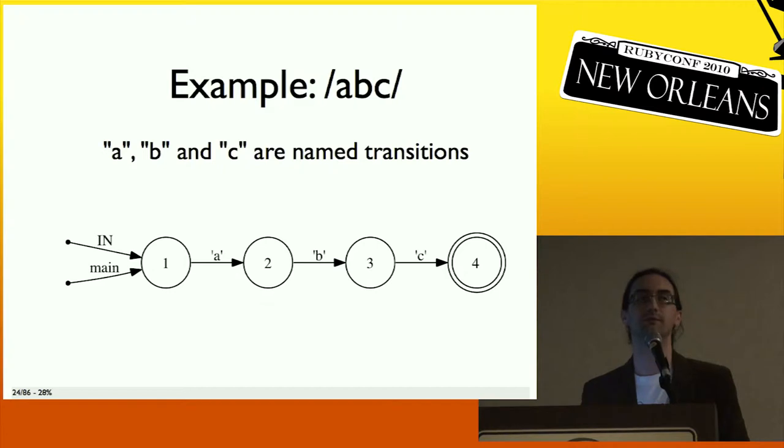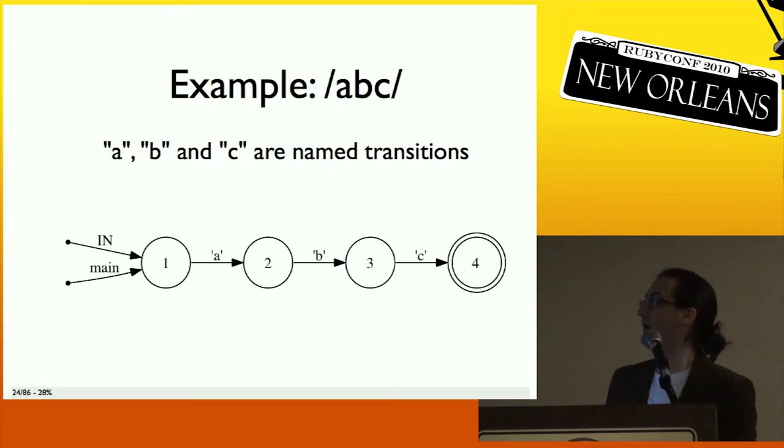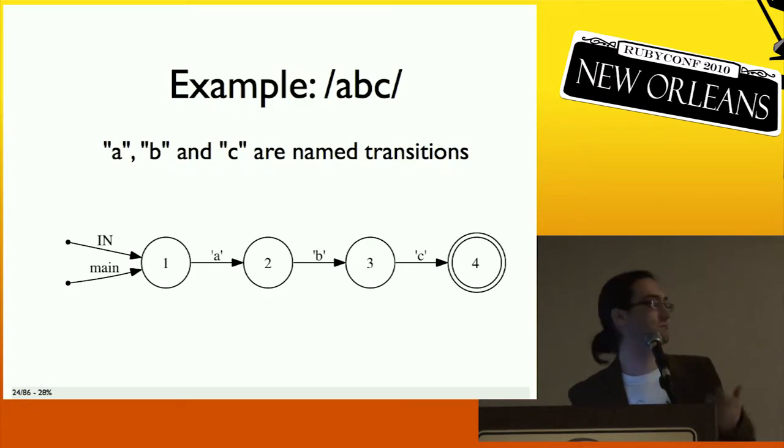One transition for every character in the regex. And as characters are sent into that machine, if they match that transition, then it goes from state 1 to 2, 2 to 3, 3 to 4. And once it gets to 4, then it's done.